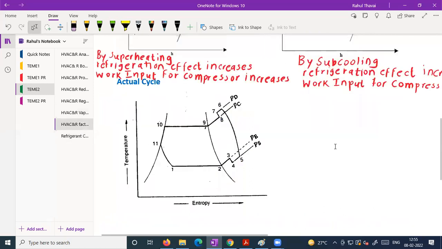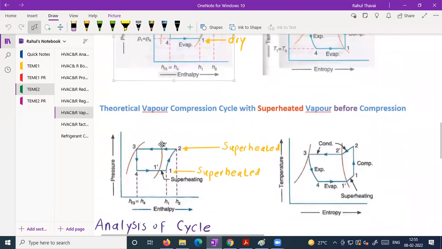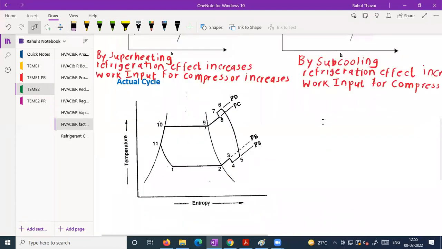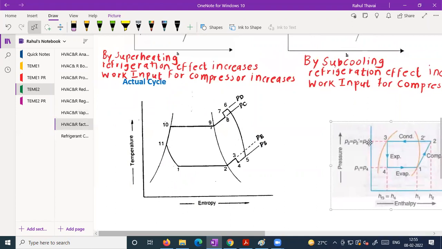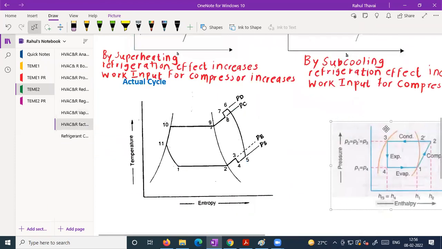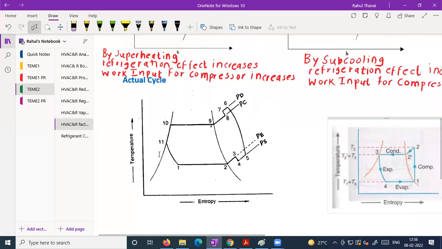Let us try to understand this, just for the sake of your comparison. I'll pick this cycle, then things become very easy. Let us understand with the TS diagram only, so as not to get confused with the pH. See, this is the TS diagram for the actual cycle, and this is for the ideal cycle.